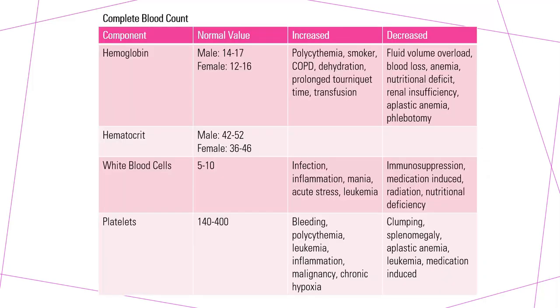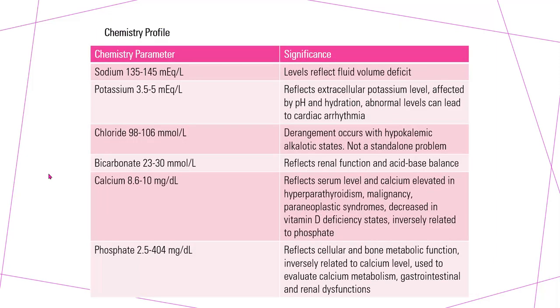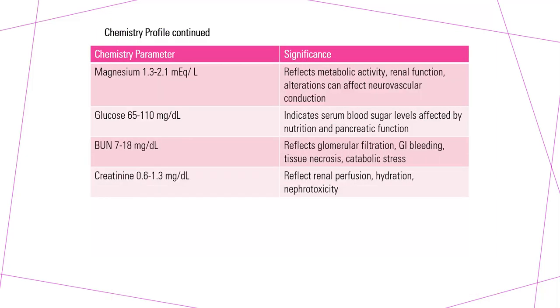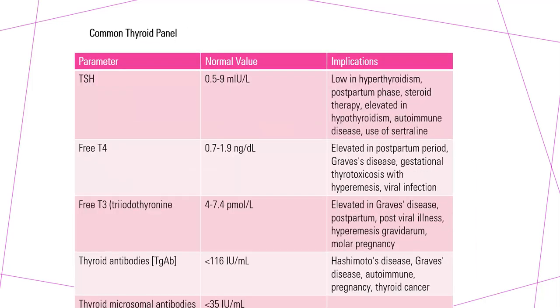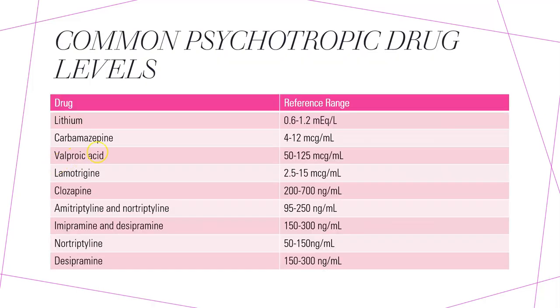Now, labs, I'm not going to go over all of these, but you will have a copy of these labs. You have the normal values, when you may see increased levels, and when you may see decreased levels. So I have a complete blood count for you, a chemistry profile, liver function tests, common thyroid panel, and some common psychotropic drug levels. I also have those listed for you as well.